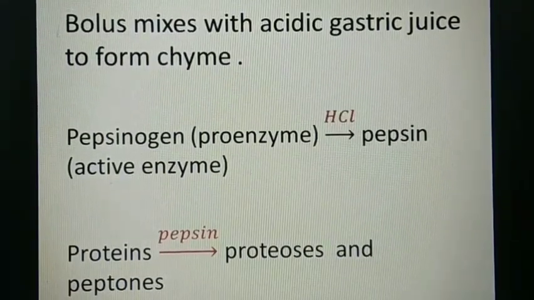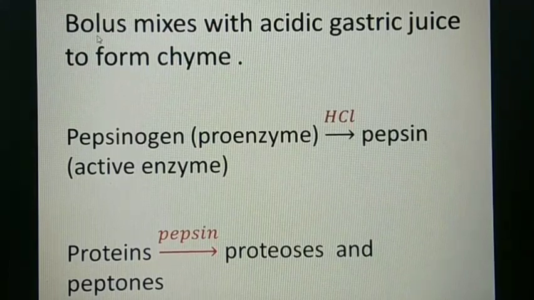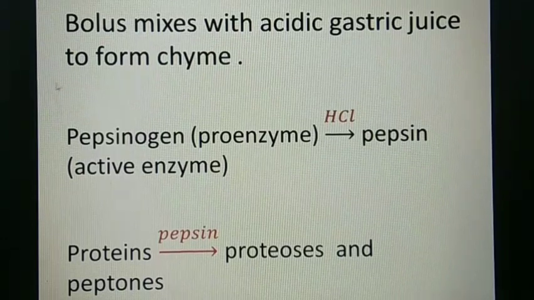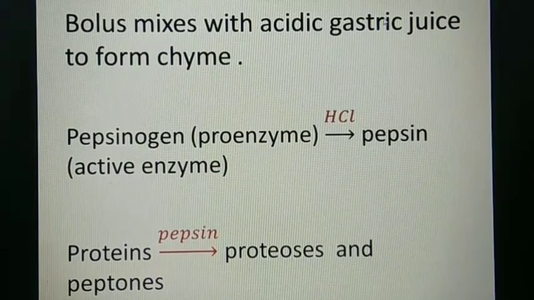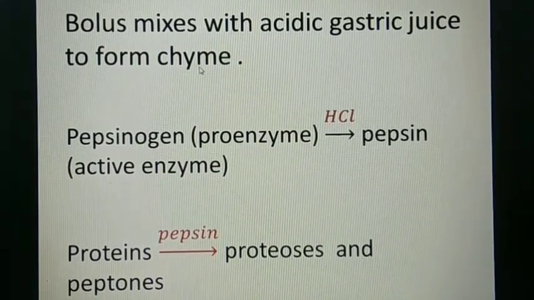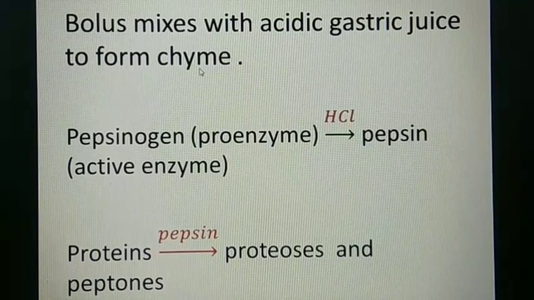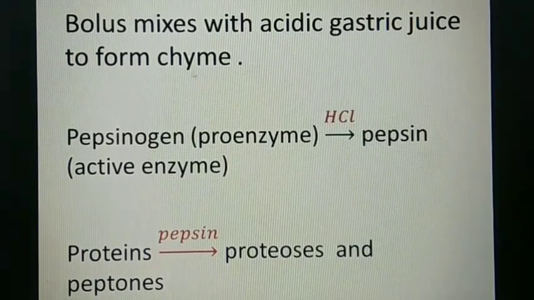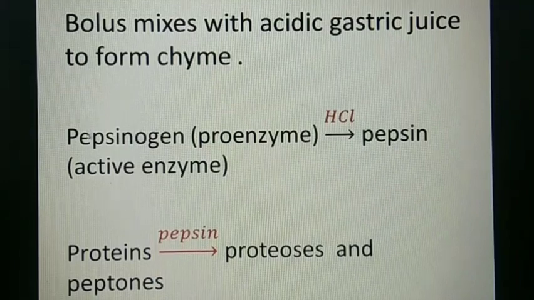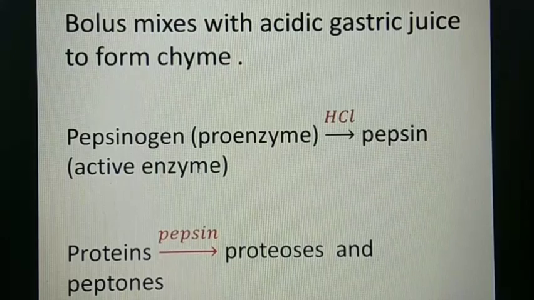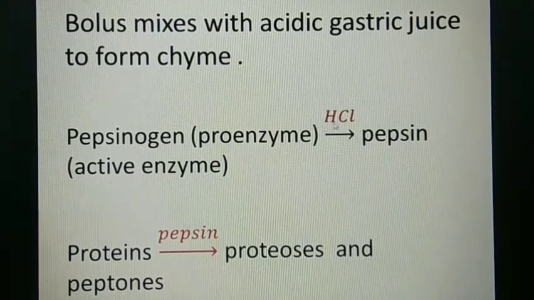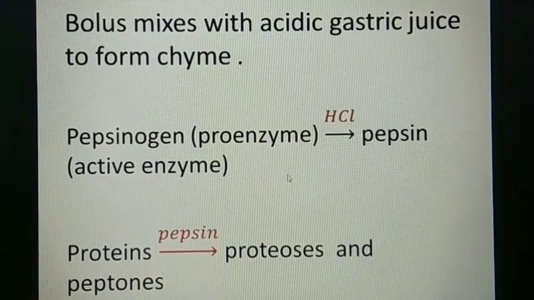Now you can see what is happening inside the stomach. Bolus reaches the stomach and mixes with the acidic gastric juice to form chyme. That is partially digested food inside the stomach. It is called chyme. Now this pepsinogen is a proenzyme, an inactive enzyme. It is converted in the presence of HCl into pepsin, which is an active enzyme.